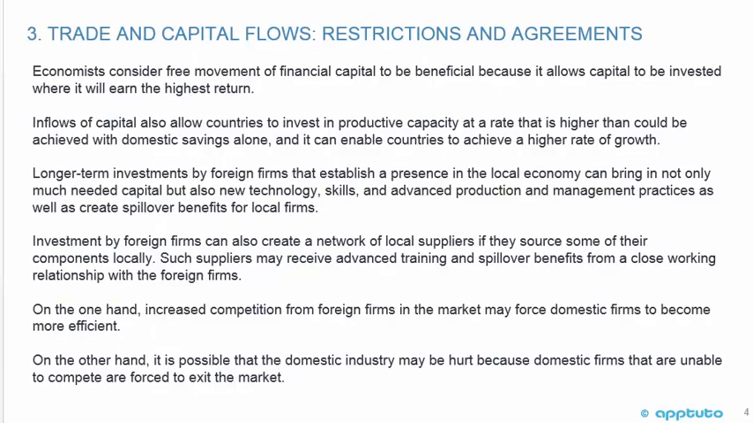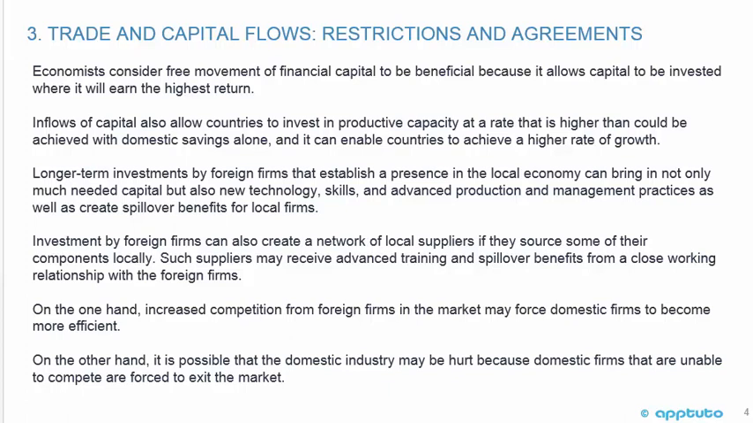Economists consider free movement of financial capital to be beneficial because it allows capital to be invested where it will earn the highest return. Inflows of capital also allow countries to invest in productive capacity at a rate that is higher than can be achieved with domestic savings alone, and it can enable countries to achieve a higher rate of growth.